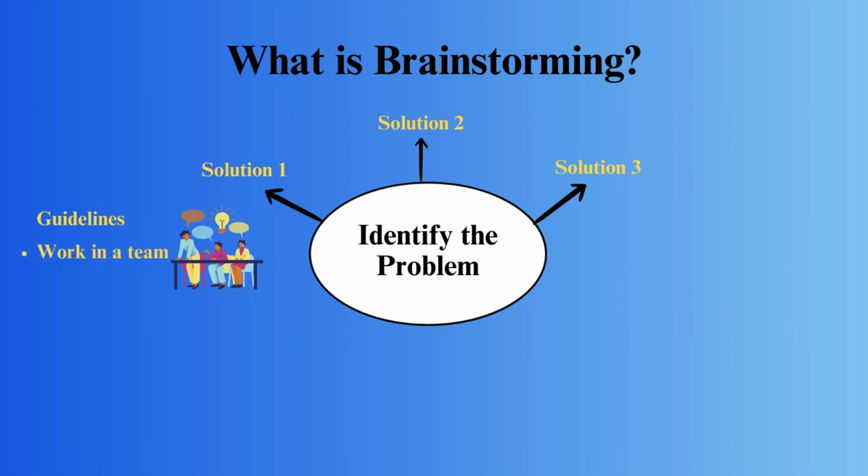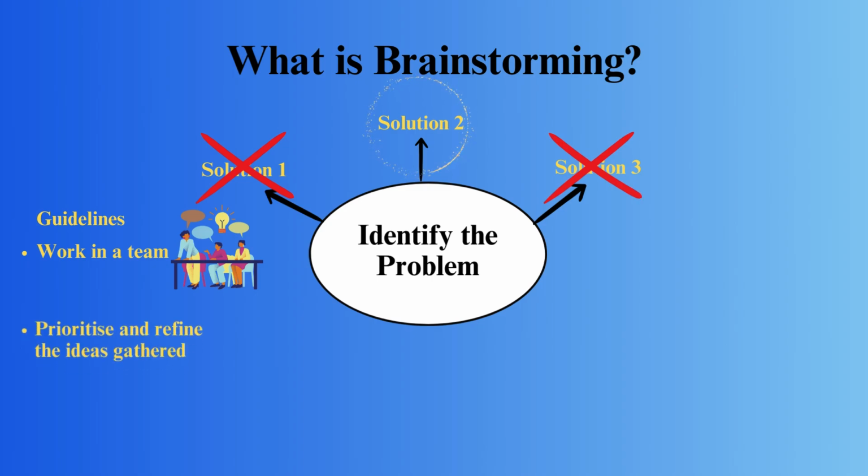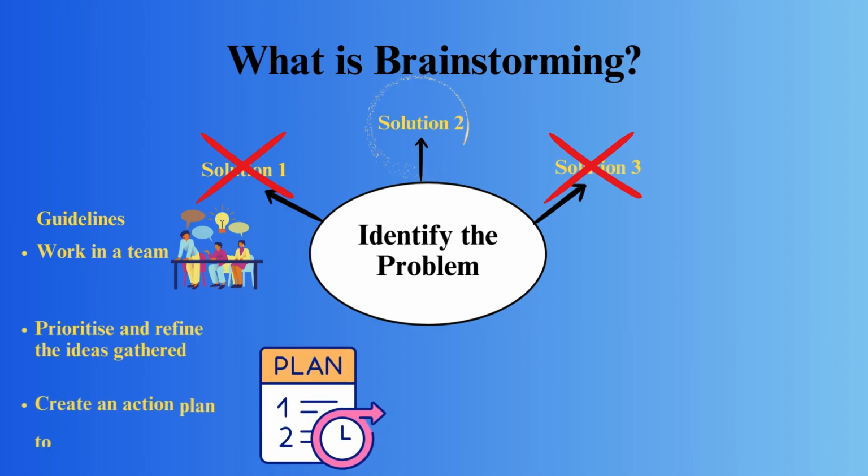Firstly, work in a team. You're going to need a range of perspectives and ideas and people who see things from different angles. Then, once you have all of your solutions in front of you, you need to prioritize and refine. That means choosing the best solution to solve your problem and then discussing it in detail. Then you need to create an action plan to implement the solution. That means including concrete steps that will ensure the solution solves the problem.